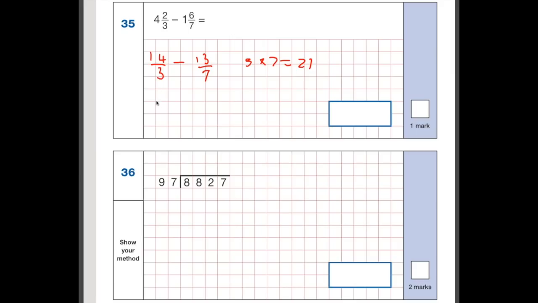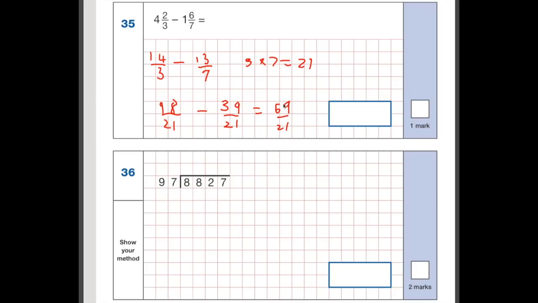So 7 14s are 98. I did 7 times 10 and then 7 times 4 and added them together, over 21. Minus, now we need to multiply this by 3 to get 21. So we've got 39 21s. So 98 minus 39 is 59 21s.